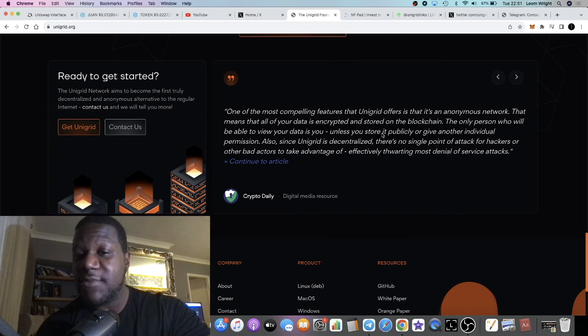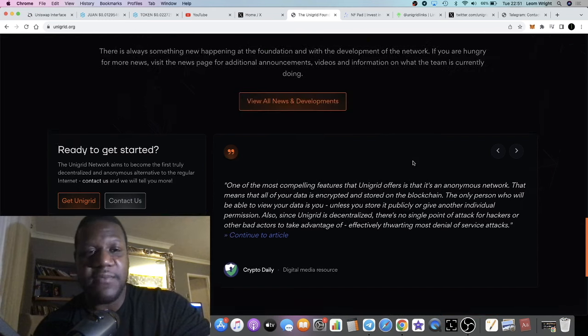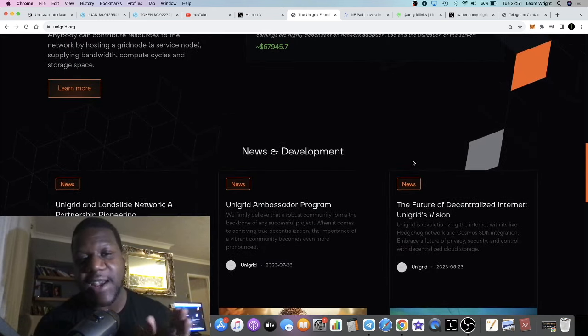The only person who will be able to view your data is you, unless you store it publicly or give another individual permission. Also, since Unigrid is decentralized, there's no single point of attack for hackers or other bad actors to take advantage of, effectively thwarting most denial of service attacks. So this seems to me like a pretty safe project.